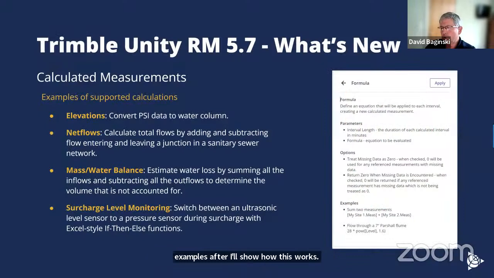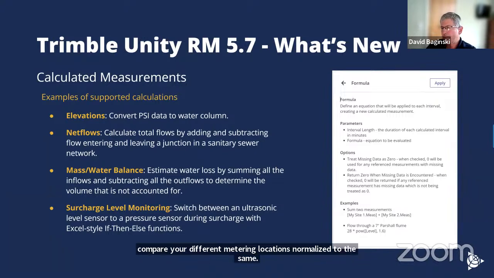So what do we use the calculations for? What are some examples of calculations that we support? One would be if you're working with pressure data and you want to take that PSI pressure data and normalize it to feet, sometimes referred to as water column. You can do the math and convert PSI to feet, and then compare your different metering locations normalized to the same height. I'll show an example of how to do that.